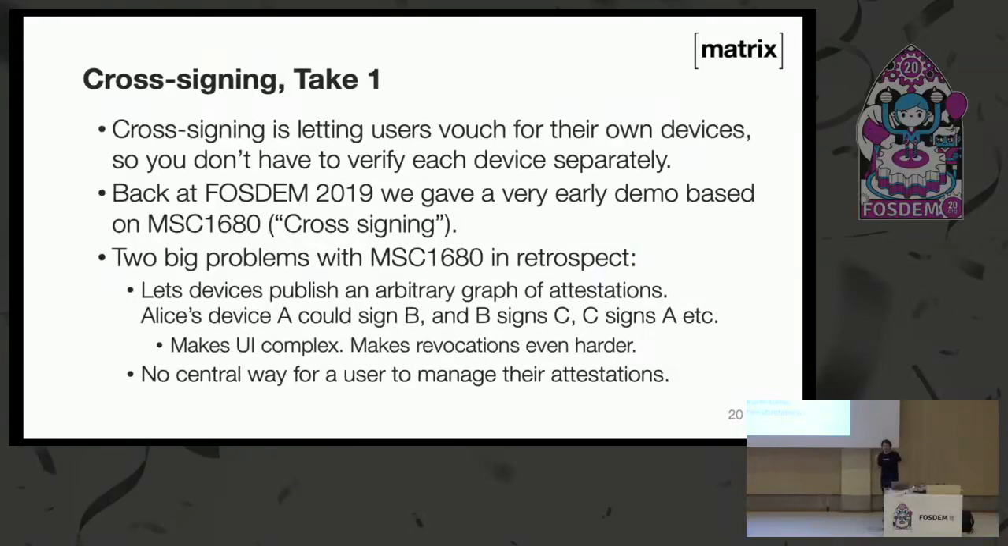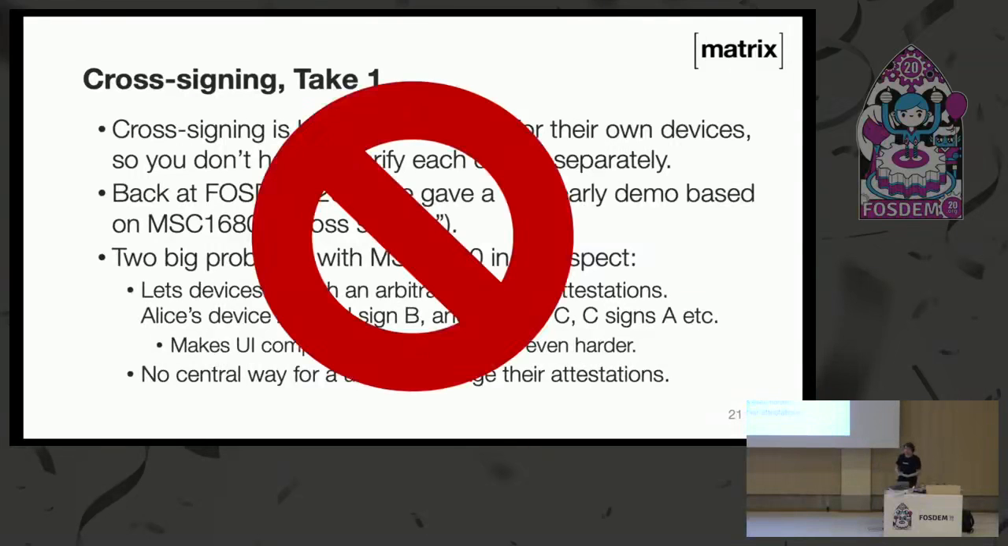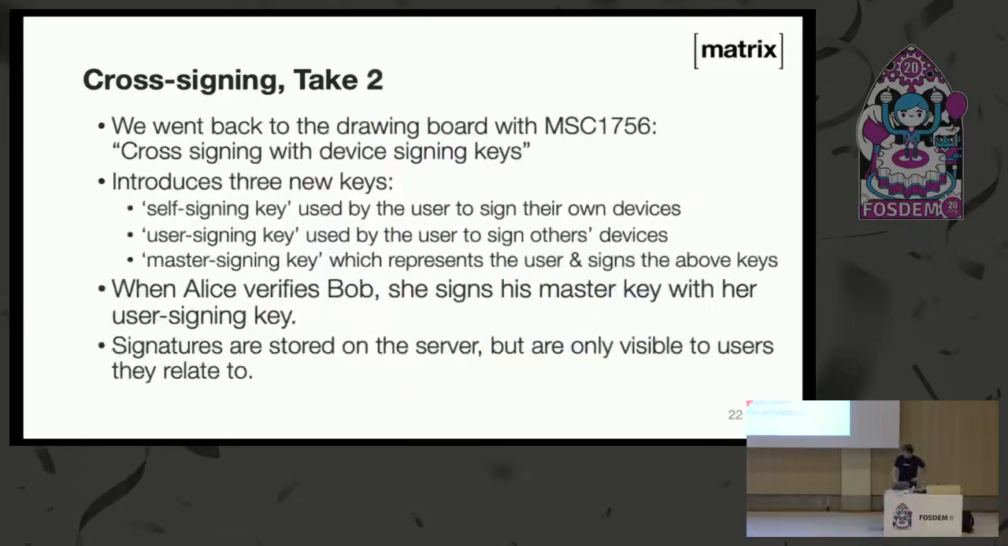However, it suddenly became clear that it was a bit too complicated. Alice's device A could sign her device B, and then her device B could sign C. C signs A, you got a loop. What happens if B gets lost? You end up kind of with a fragmented, net-split trust graph, and what the hell do you do next? Also, there was just no central way for a user as a person to just manage that mess, which is basically the same problem. It ends up getting fragmented. So MSC 1680 got retired.